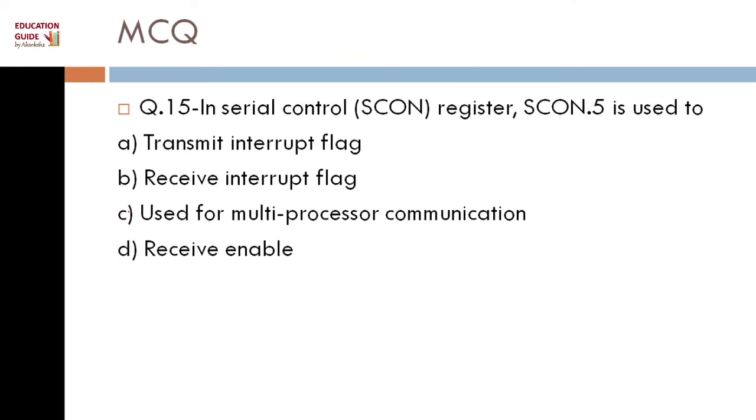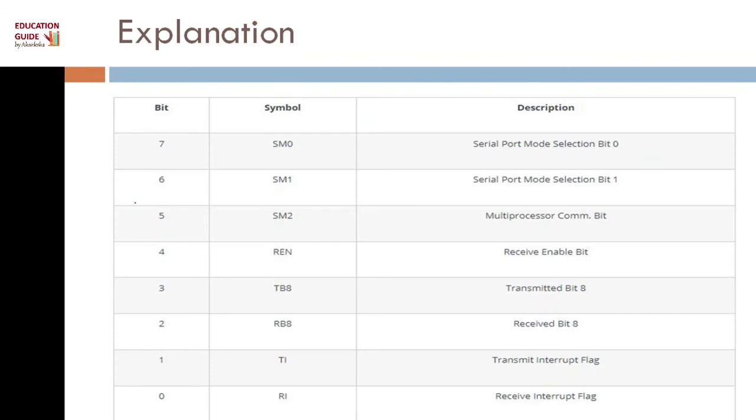Next MCQ is: in the serial control SCON register, SCON.5 is used to. Options are transmit interrupt flag, receive interrupt flag, used for multiprocessor communication, receive enable. Answer will be option C, used for multiprocessor communication. You can understand by this table, if you take bit 5, then its description is multiprocessor communication bit.